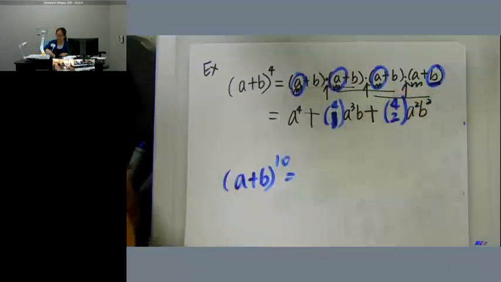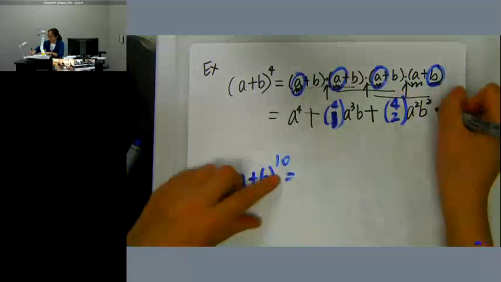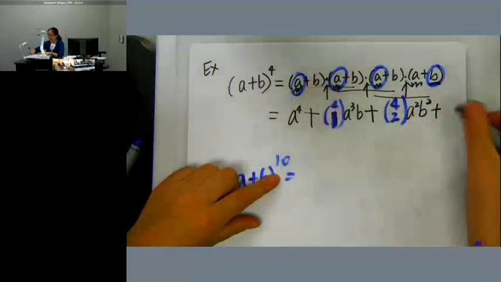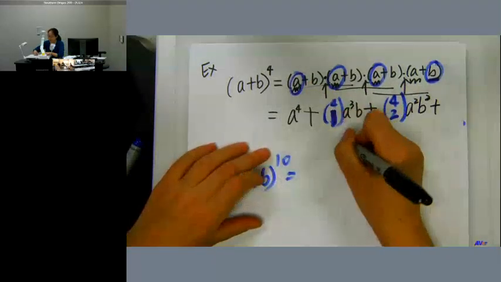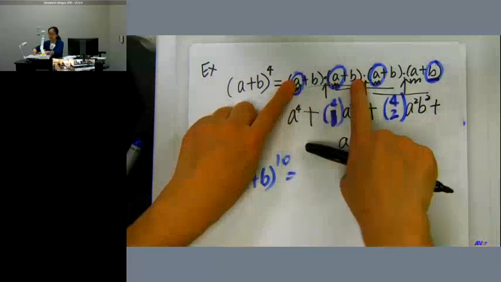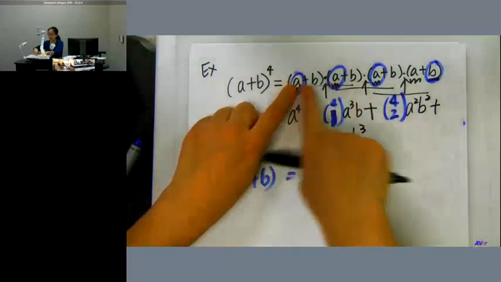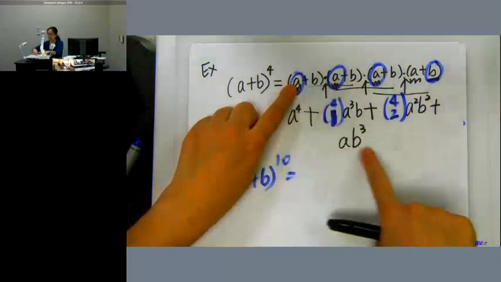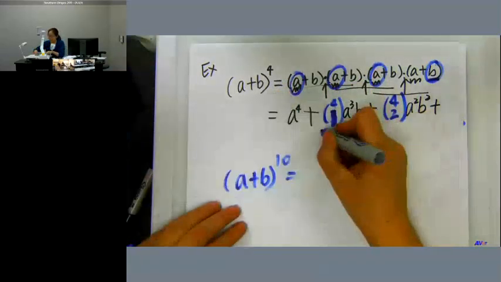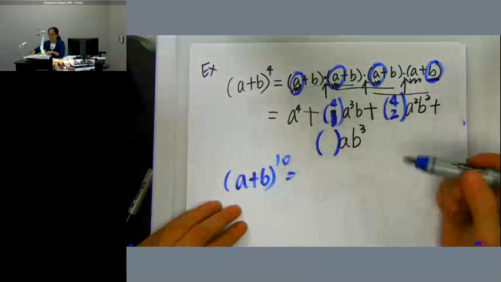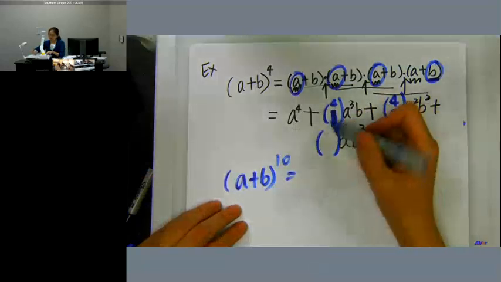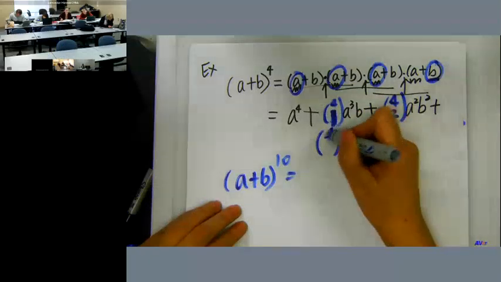Now, what is going to be the next term? Choose 1 A. If we choose 1 A, how many B's do we have to choose? 3 B's, right? So if you choose 1 A and 3 B's to multiply, you're going to have A times B times B times B. That's going to be AB cubed. And again, how many ways are there to choose 3 B's? Give me the formula. 4 choose 3. Yes, very good.